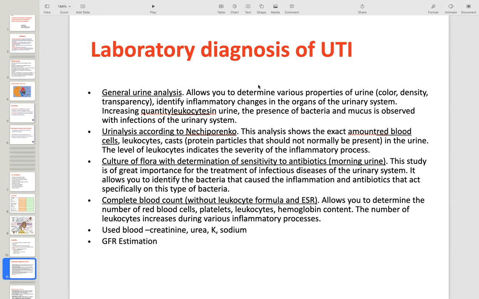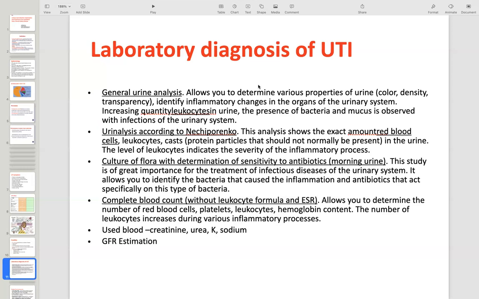Next is urinalysis according to Nechiporenko. This analysis shows the exact amounts of red blood cells, leukocytes, and casts in the urine. The level of leukocytes indicates the severity of the inflammatory process.